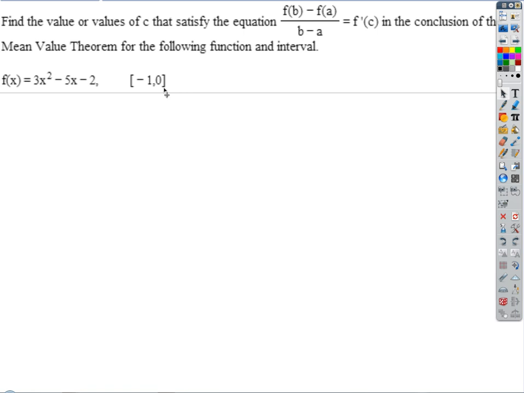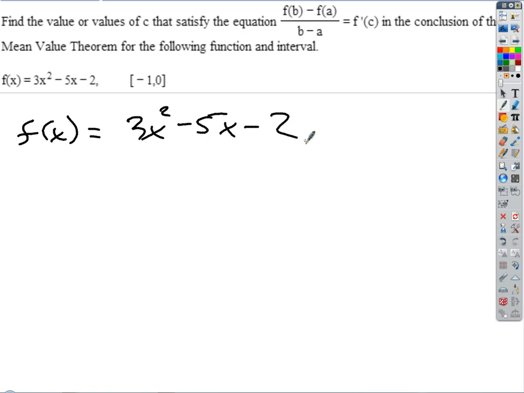Well, if this is our function, now we're probably going to run out of time on this one, but we'll get as far as we can. If f of x is 3x squared minus 5x minus 2, is that function continuous on the closed interval from -1 to 0? Are there any places where it would do wacky stuff, where it would blow up or be undefined?